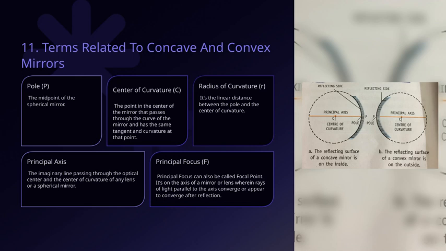This point is crucial because it determines how the mirror forms images, whether real or virtual. All these terms are interconnected and essential to understanding how mirrors work, especially when analyzing image formation or designing optical devices. Keep these concepts in mind as we continue exploring the behavior of concave and convex mirrors.